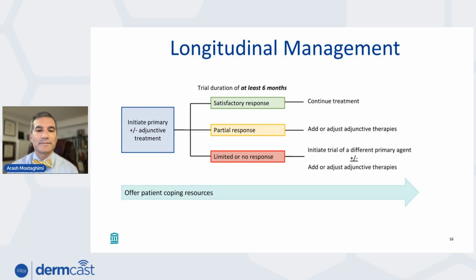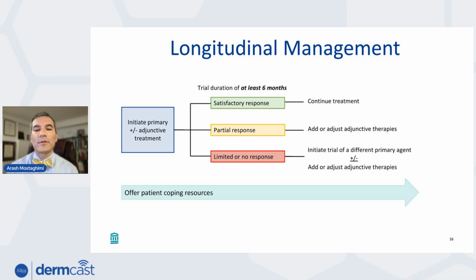Next slide, please. For longitudinal management, if you have been stable for about 6 months, if you're satisfactory, you continue that. If there's a partial response, you can increase the dose of the medication. If you're on a medication, let's say like baricitinib that has 2 doses, you can go to a higher dose, or you can adjust and add adjunctive therapies.